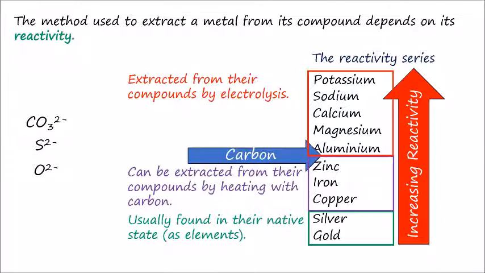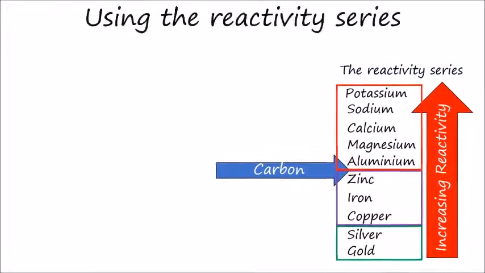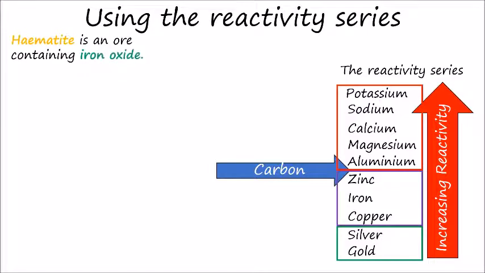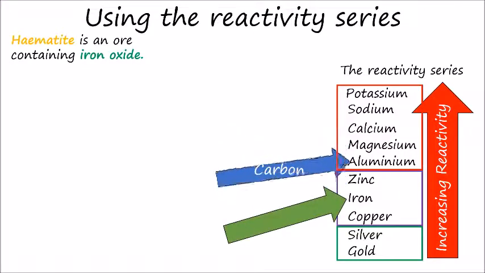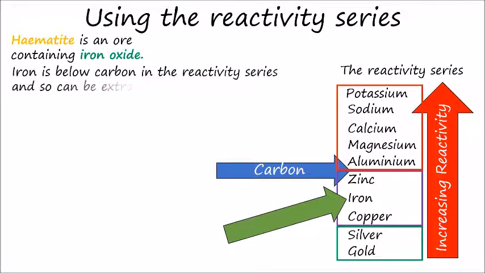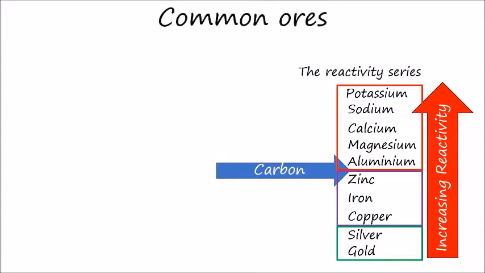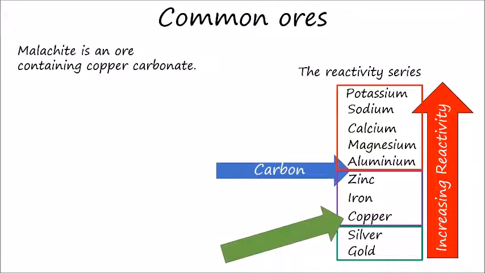So how do we use the reactivity series? Hematite is an ore containing iron oxide. Iron oxide is a compound containing iron and oxygen. So what method do we use to separate the iron from the oxygen? Iron is below carbon in the reactivity series, and so can be extracted from the compound by heating with carbon. Malachite is an ore containing copper carbonate, and as copper is below carbon in the reactivity series, it can also be extracted from its compound by heating with carbon.